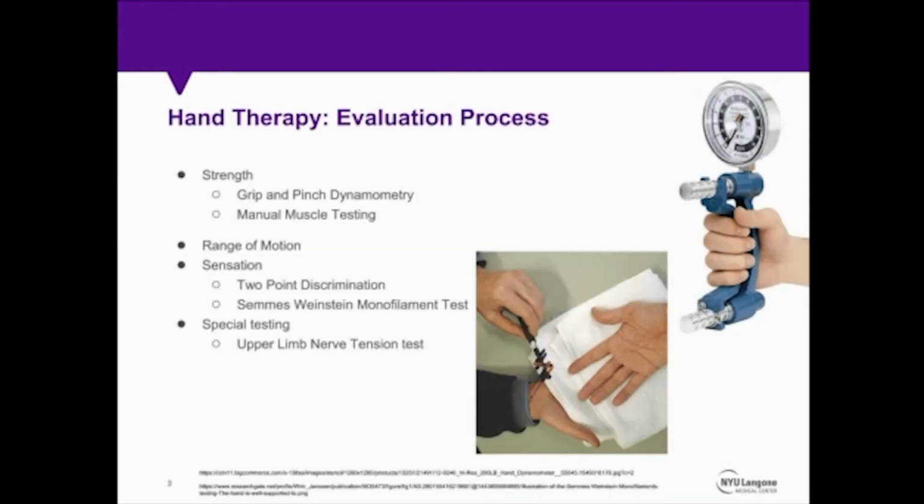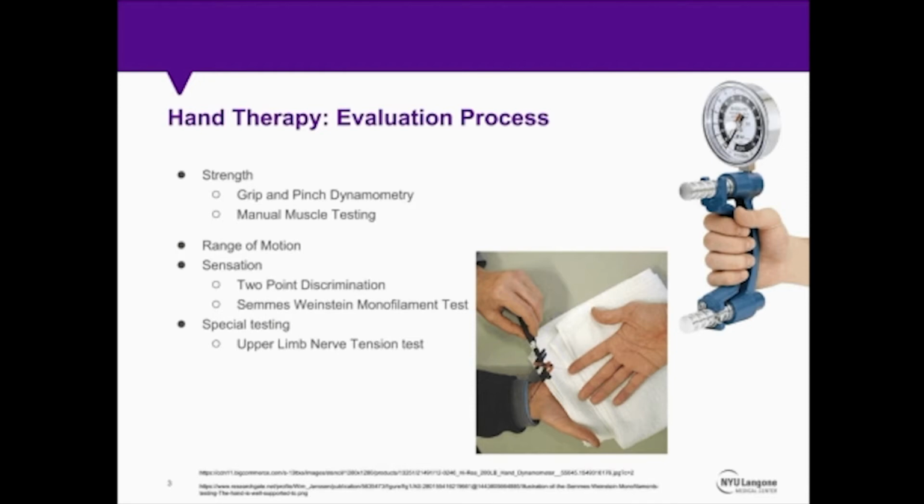So after the doctor diagnoses the patient and the patient arrives at hand therapy with a referral, we'll go through our own evaluation to assess the patient's current level of capability, which will govern the interventions that we will implement. Strength is, of course, assessed by the Jamar dynamometry and manual muscle testing. Patients are also screened for range of motion deficits, which will be formally measured via goniometry if necessary. Sensation is assessed via two-point discrimination and Semmes-Weinstein monofilament testing.